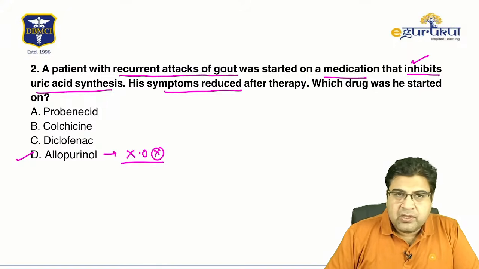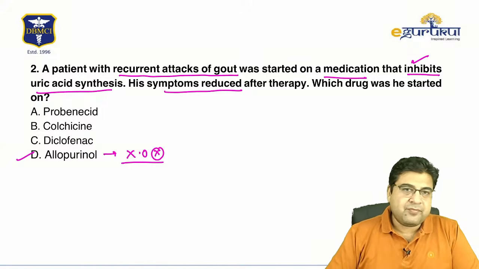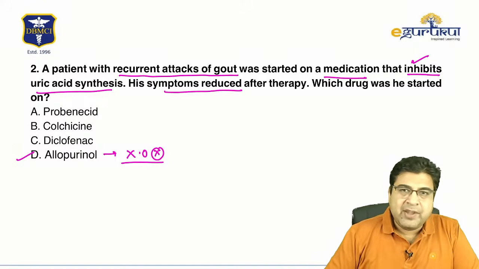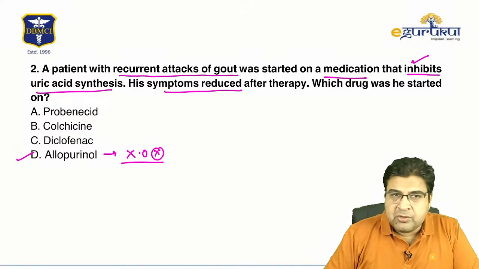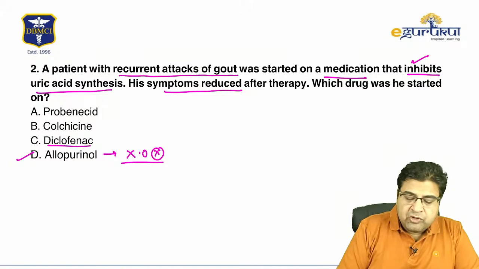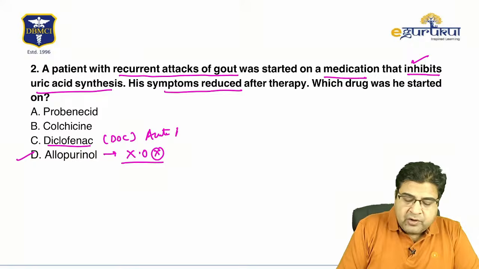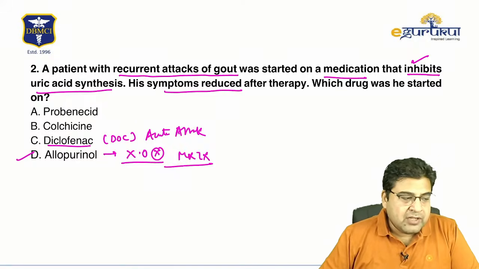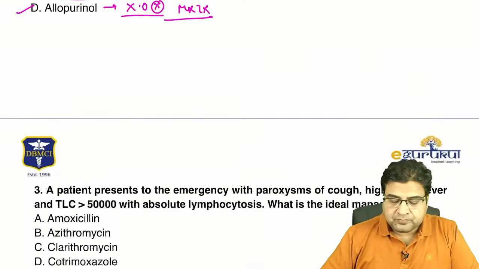Now in this MCQ, if they ask which medicine is best for symptomatic relief, that will not inhibit uric acid synthesis, then your answer should be diclofenac. Diclofenac is the drug of choice for acute attack of gout and allopurinol is the best medicine for maintenance treatment of gout. So depending on the framing of the question, you can mark the answer accordingly.